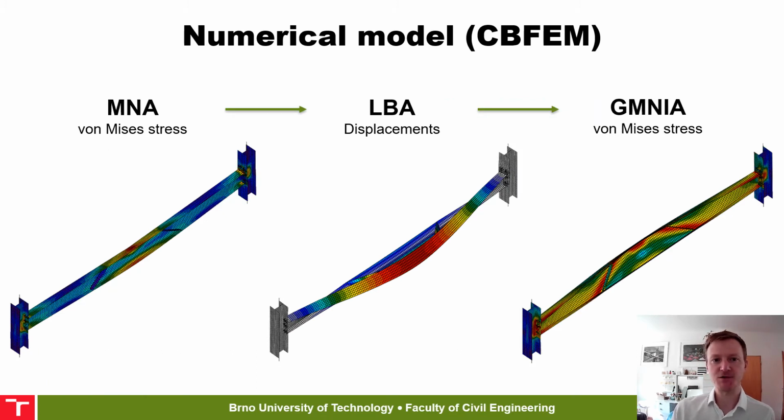The software allows three types of analysis that has to be calculated in a sequence. There is materially nonlinear analysis, linear buckling analysis, and geometrically nonlinear analysis with imperfections. This is the most advanced static structural analysis. The imperfections are introduced in a buckling mode shapes from LBA with arbitrary amplitudes.